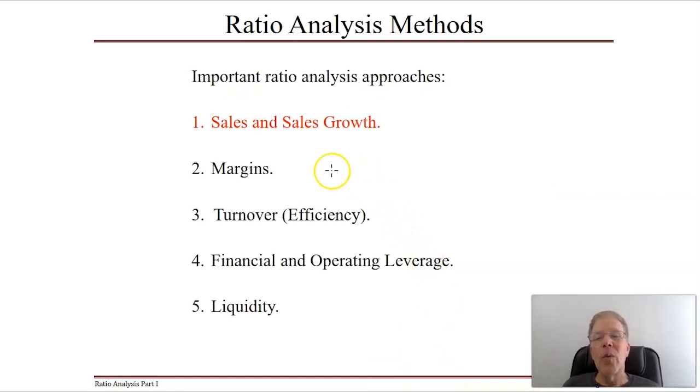All right, so we're going to look at 5 different frames for ratio analysis. First, we're going to think about sales and sales growth, and then we're going to look at margin ratios. I just mentioned the profit margin ratio. That's an example of a margin ratio. Then we're going to look at what's called turnover and efficiency ratios. Then we're going to look at financial and operating leverage ratios, and we'll wind up with liquidity ratios.